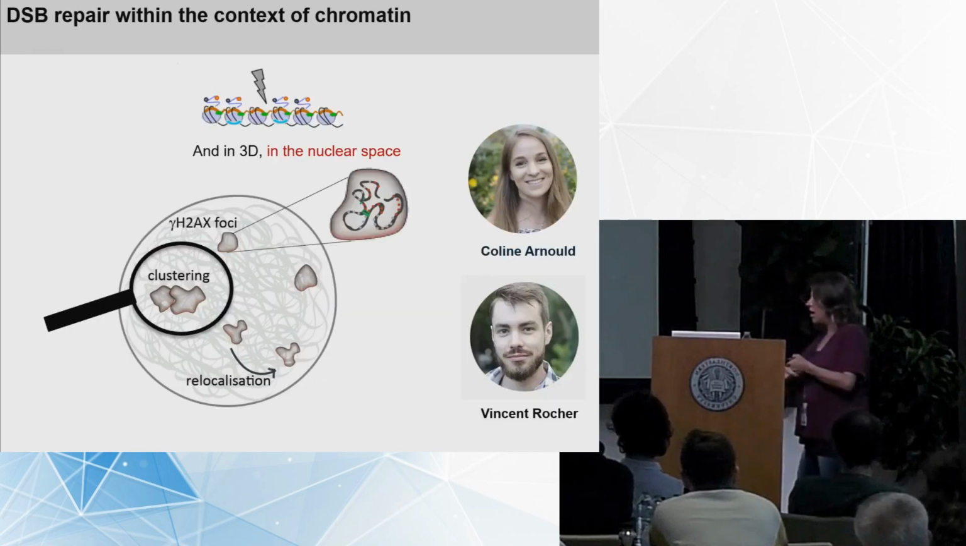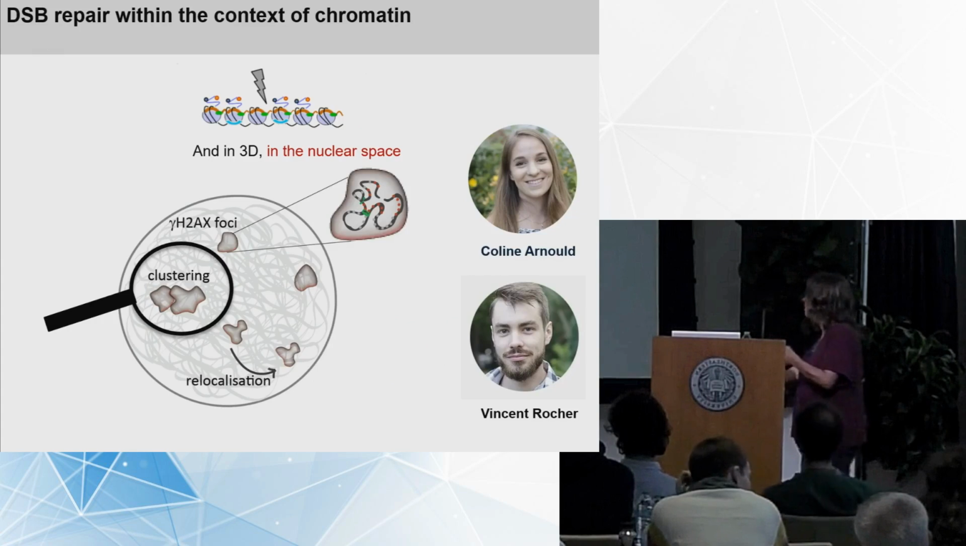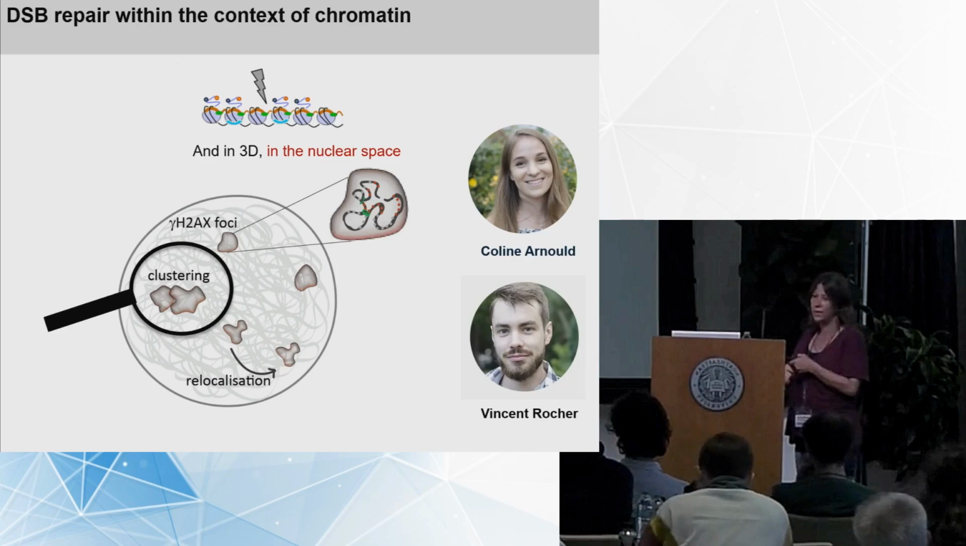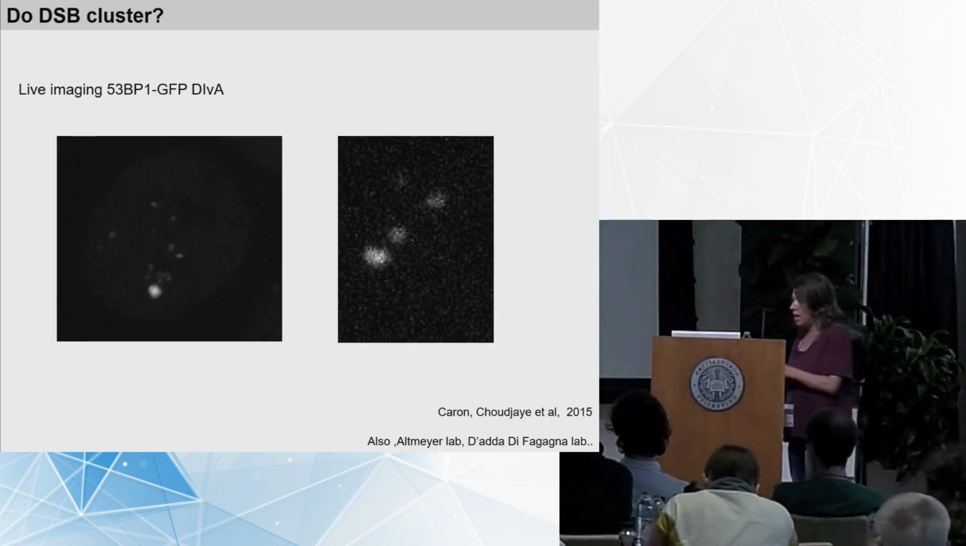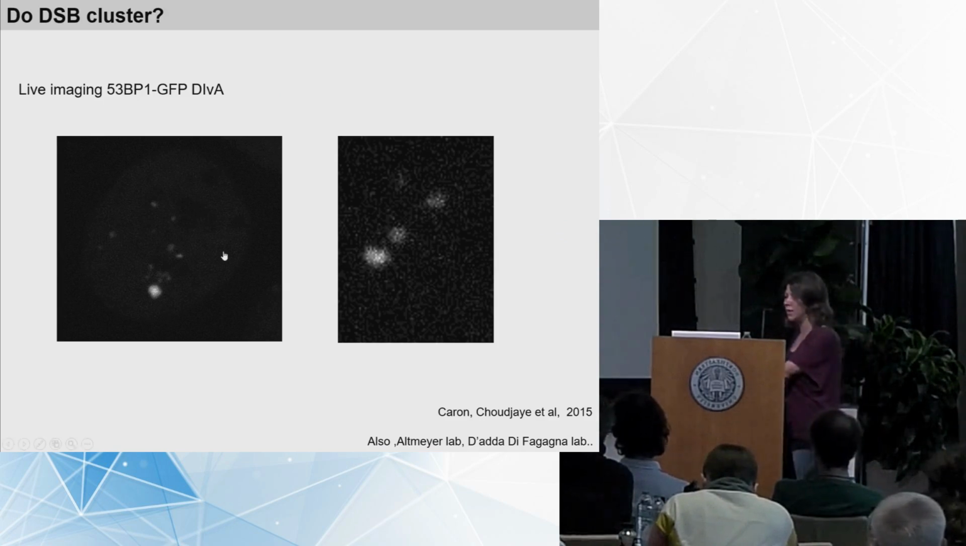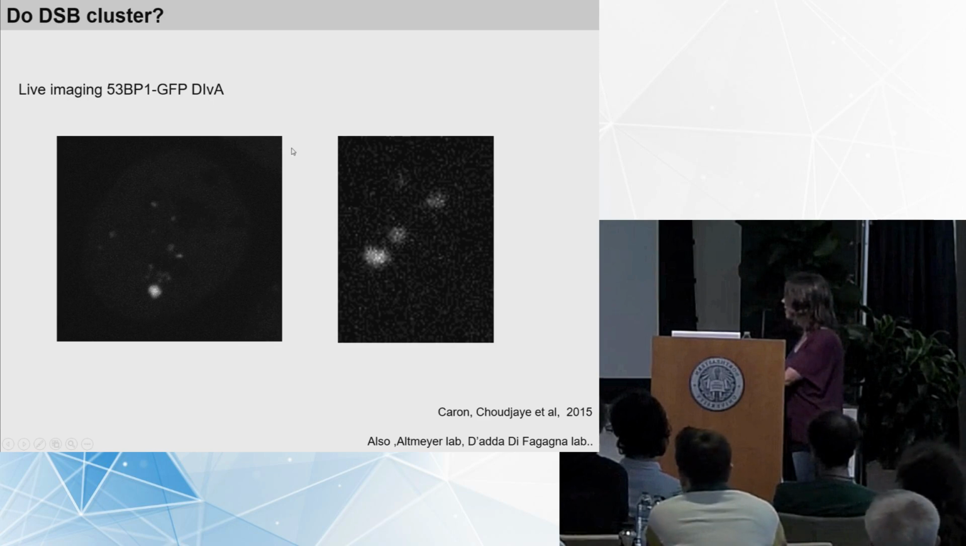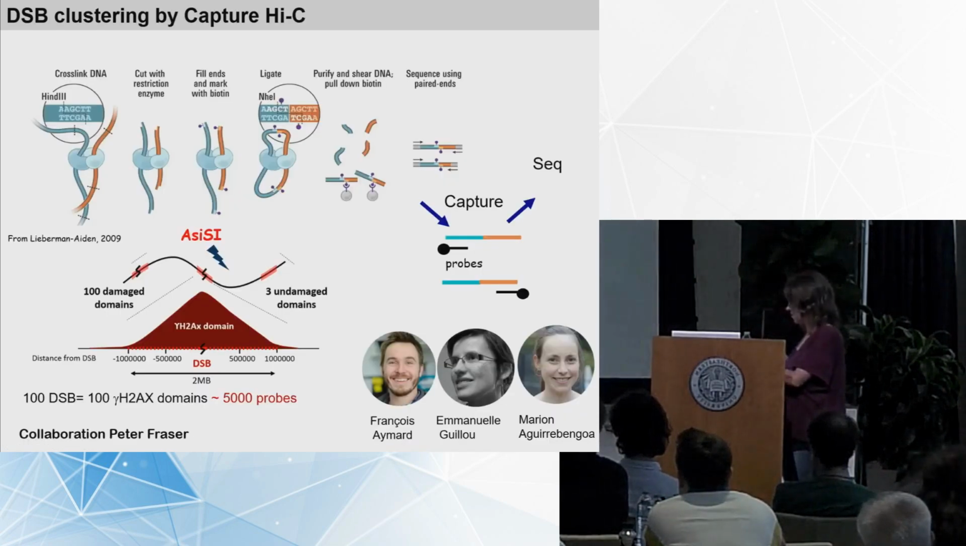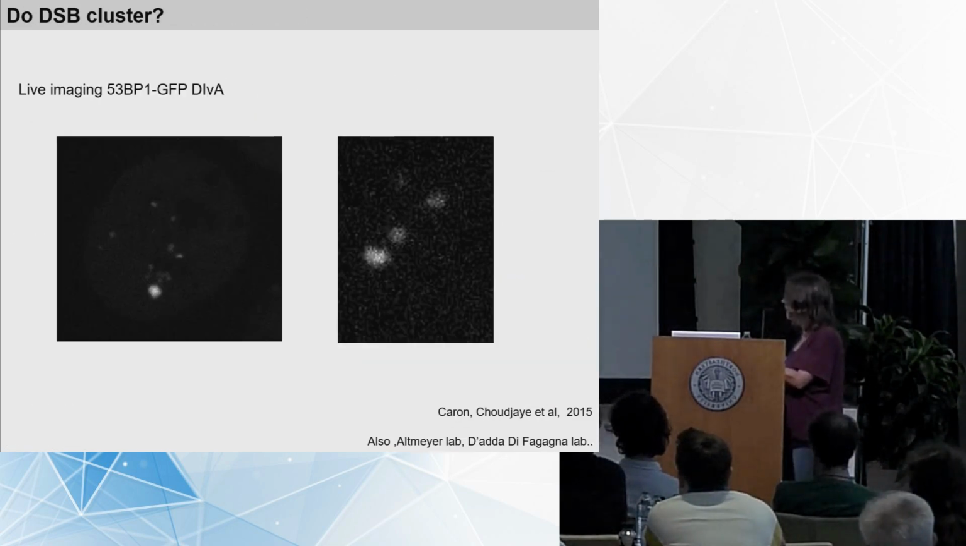Okay, so now I'm going to spend a little bit more time on that other story, which was about DNA double-strand break clustering. To determine whether we were able to see DNA double-strand break clustering in our cells, we decided to build a cell line that expressed 53BP1 tagged with GFP. And we could see that indeed 53BP1 foci appear, but let me put that movie.